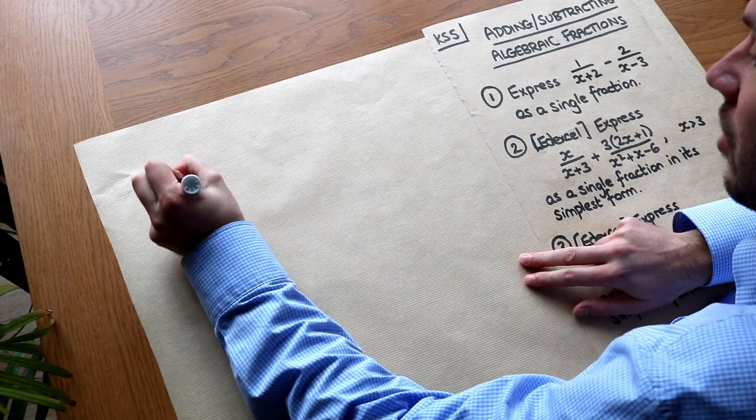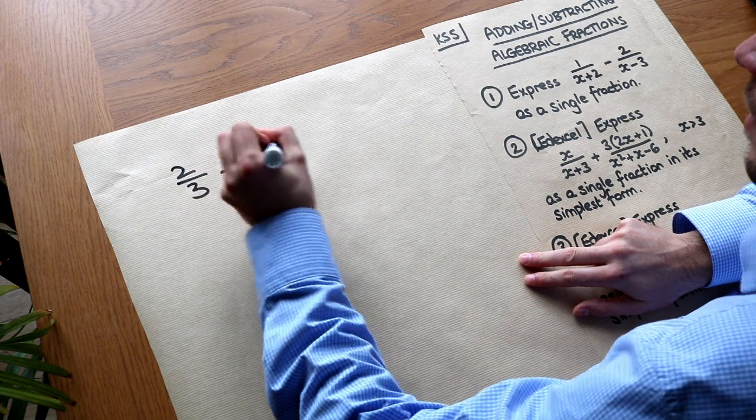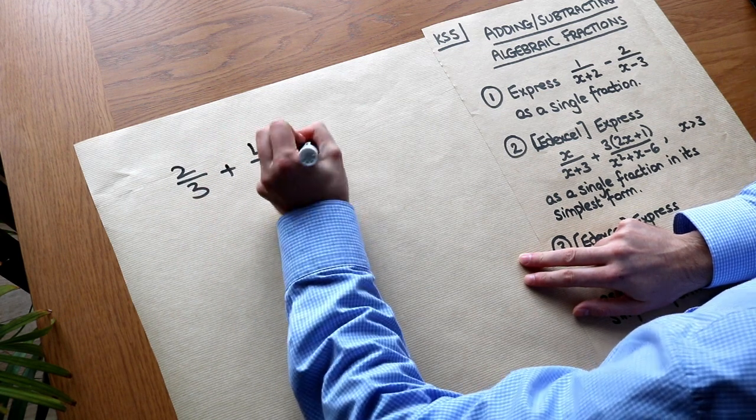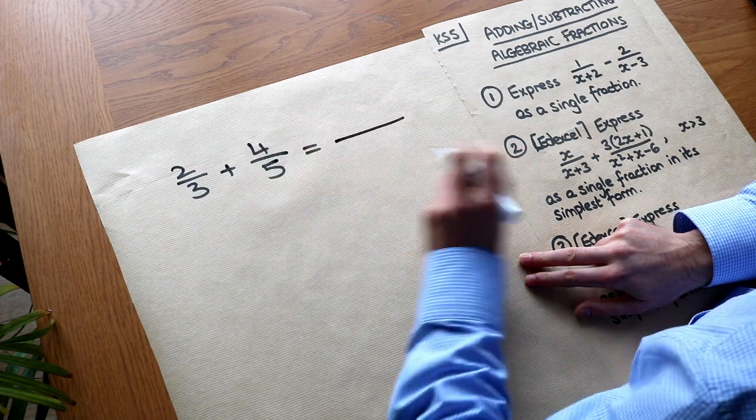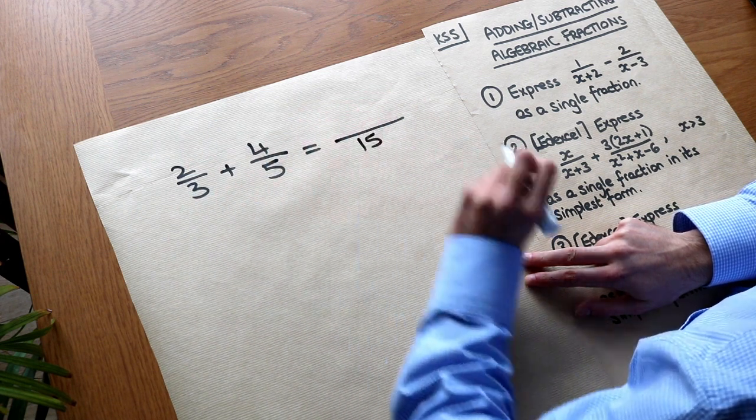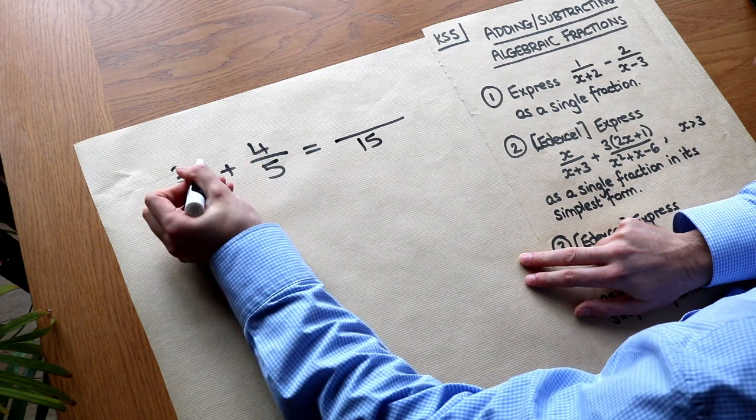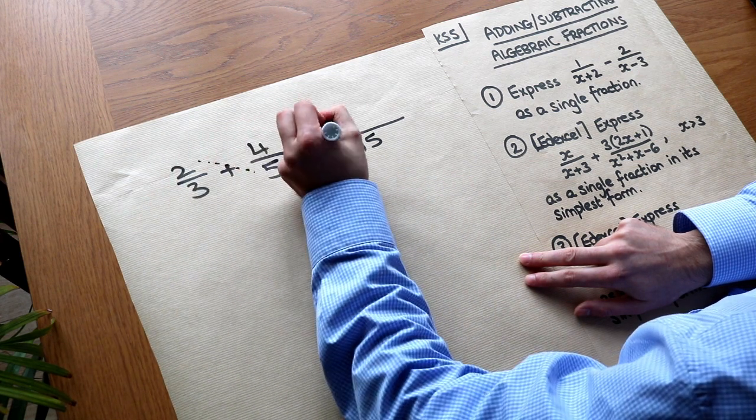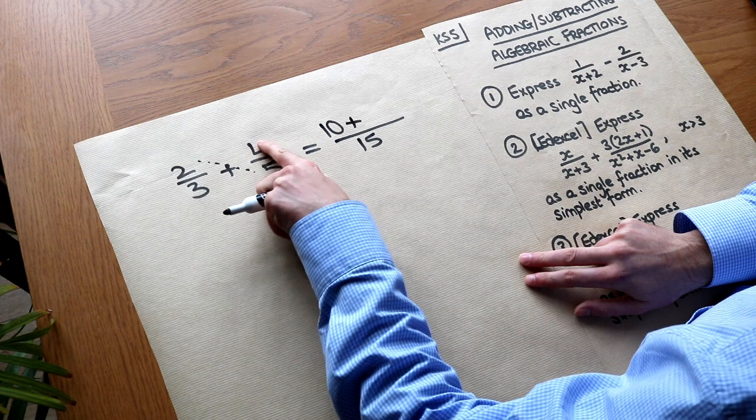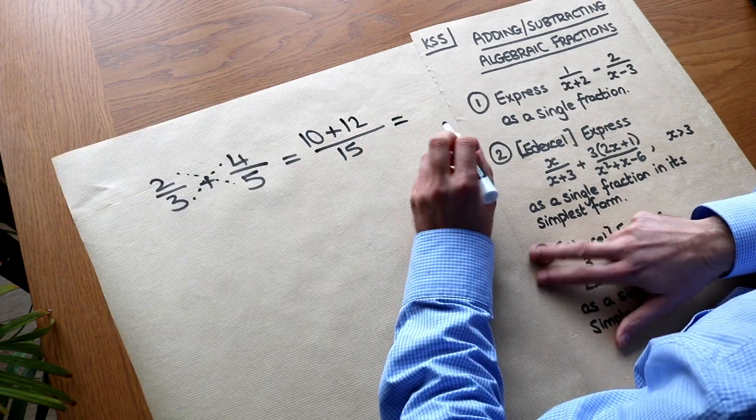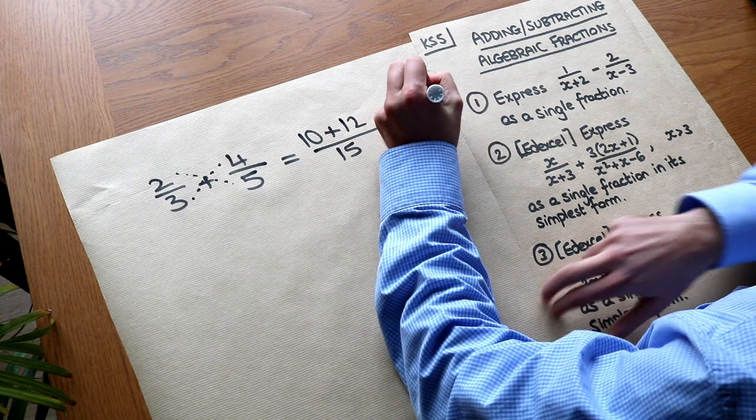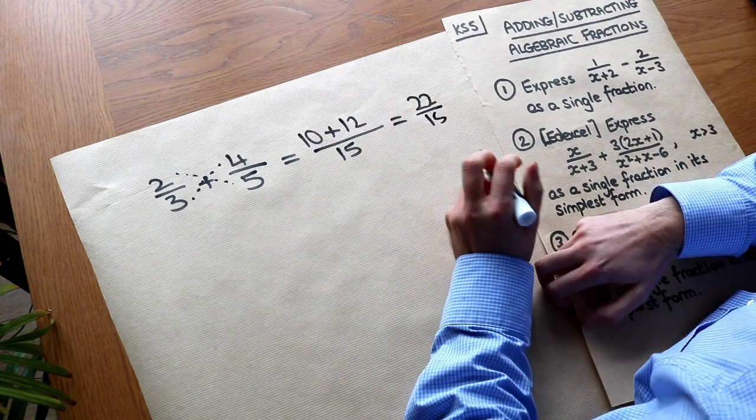If I had, say, 2/3 plus 4/5, then one way you can do that is to multiply the denominators. So we do 3 times 5 is 15. And then you cross multiply the numerators. So the 2 gets multiplied by the 5 to give 10. And then you add the 4 gets multiplied by the 3 to give 12. And then we know that is just 22 over 15. And then we could simplify that fraction further.